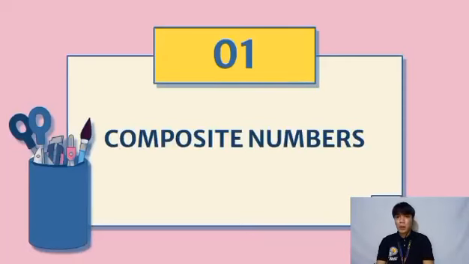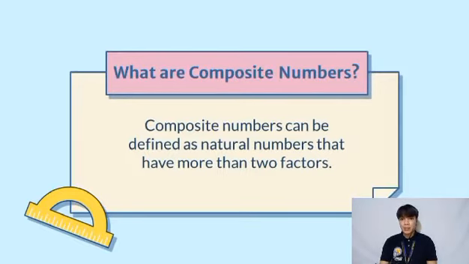And our topic for today is all about composite numbers. What are composite numbers? Composite numbers can be defined as natural numbers that have more than two factors. In other words, a number that is divisible by a number other than 1 and itself is called a composite number. Let's learn more about composite numbers with examples.